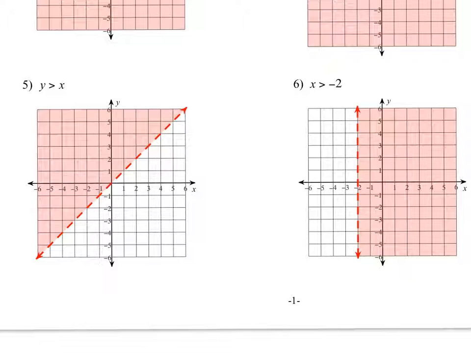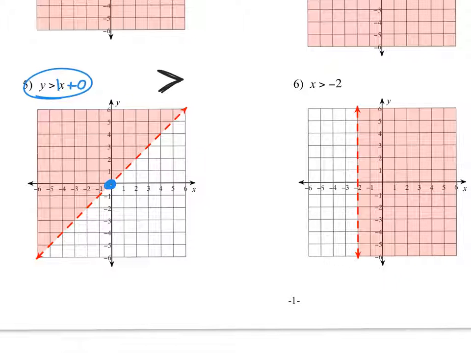Last ones for this page, questions 5 and 6. Question 5 is in slope-intercept form, which means this right here is really y equals mx plus b. So that's y equals 1x plus 0. So we started at 0. Use a slope of up 1 over 1. And then this symbol, when we do our graphing, is going to mean dashed and to shade above, which is why you see the answer as you have it.